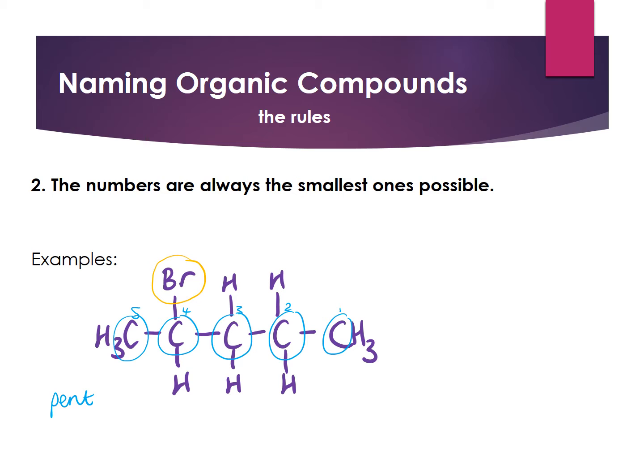However, alternatively, we could number 1, 2, 3, 4, 5 from the other end, which has lower numbers. So that's a 2-bromo group rather than a 4-bromo group. So the correct IUPAC name for this one is 2-bromopentane, like so. 2-bromopentane.